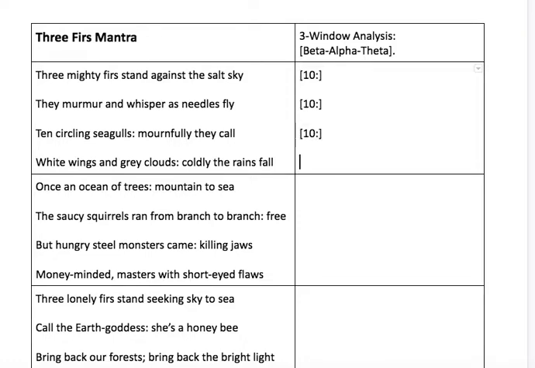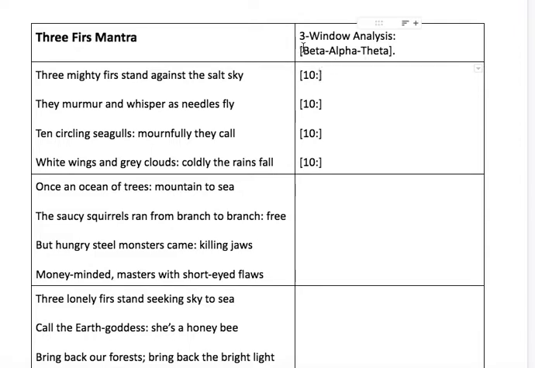White wings and gray clouds, coldly the rains fall. 10 again. So obviously this writer, this author, this poet, has decided very carefully to make sure there are 10 syllables per line. So that's definitely something we would want to include in our analysis. There's a structure there. There's something consistent there.